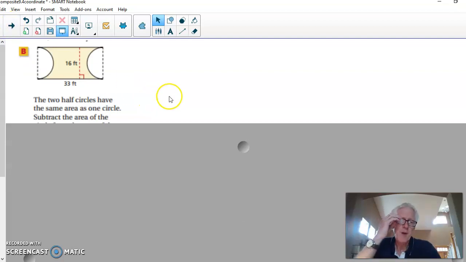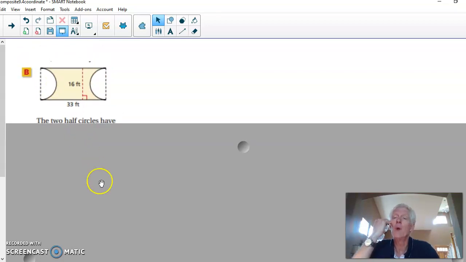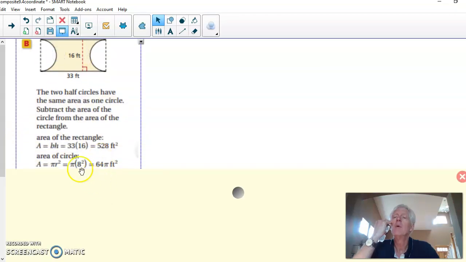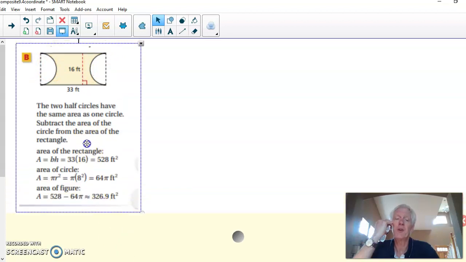I like this one because it's like a basketball court. A little bit more tricky. Again, the shaded area is what we want to find. So you'll find the entire rectangle. Using the diameter, you've got to assume, of course, that 2 half circles will equal 1 circle. So you're good to go there. Find the area of the rectangle. In this case, it would be 528. The area of the circle is pi radius squared, and you subtract them for 326.